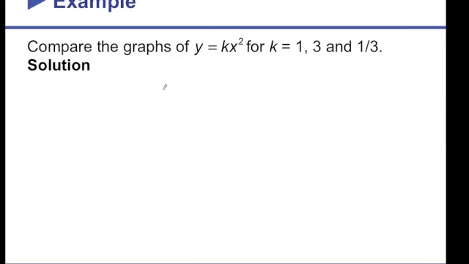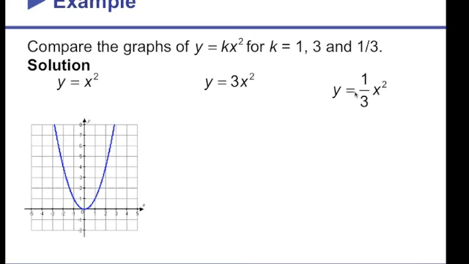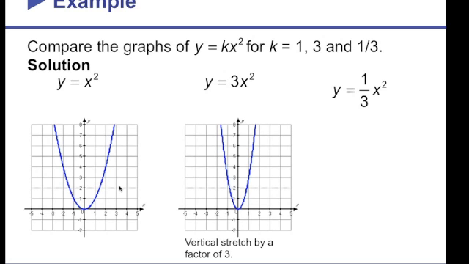Now we want to compare the graphs of kx squared with k equals 1. So that's my regular 1 x squared function. And k equaling 3 will be y equals 3x squared, and k equal 1/3 will be y equals 1/3 x squared. Here's my normal y equals x squared function. Now y equals 3x squared.